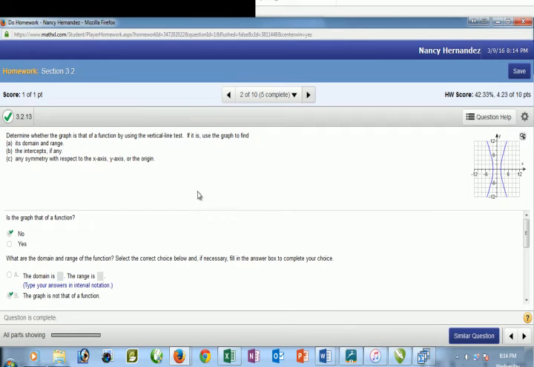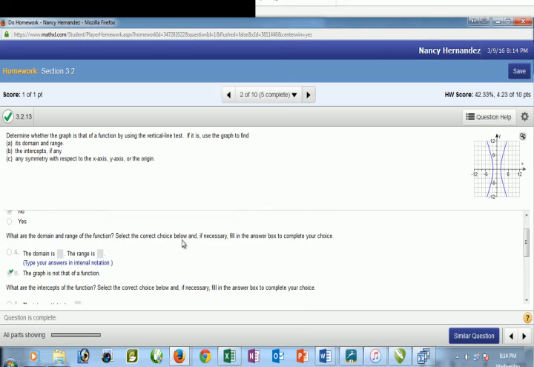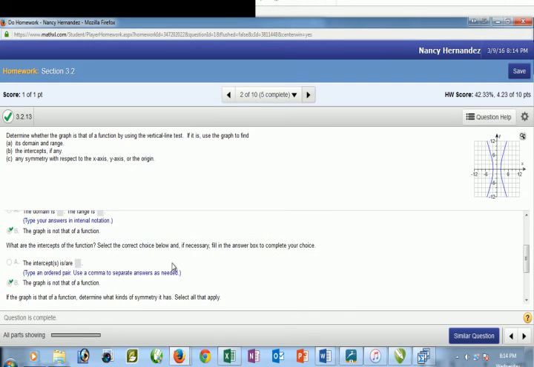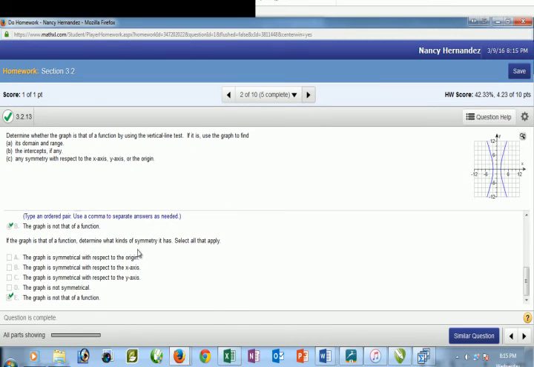Let's talk about domain. Determine if the graph is a function by using the vertical line test. No, it fails the vertical line test because it's going to touch it twice. What are the domain and range? The graph is not a function. Got it. What are the intercepts of the function? The graph is not a function. The key word there: what are the intercepts of the function? So it has intercepts, but it's not a function. If the graph is that of a function, determine what kind of trigonometry it has. It's not a function, so this one was easy.